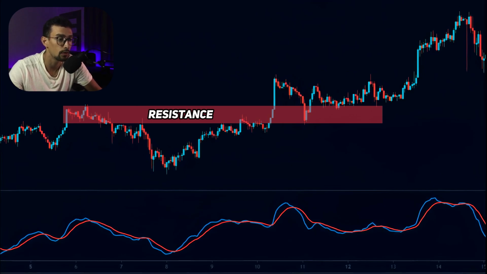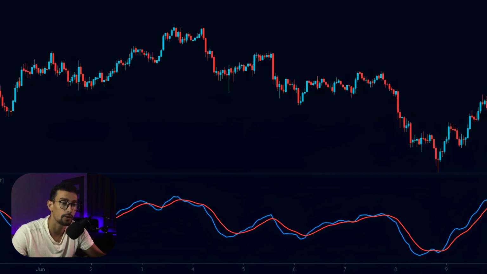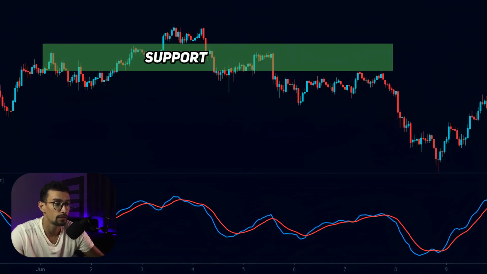So we enter on this candle and we keep our stop loss below the support level. We can keep our targets at 1.5:1 risk to reward ratio. And as you can see, we made good profits from here. Here's an example of combining MACD with a resistance level.